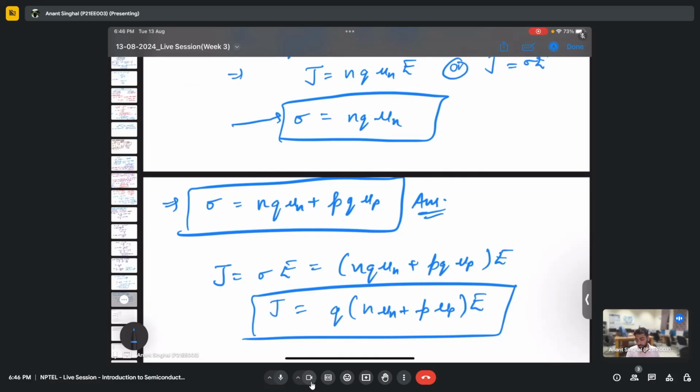Is there any doubt in this particular derivation? You can ask if you have any doubt in this particular derivation.